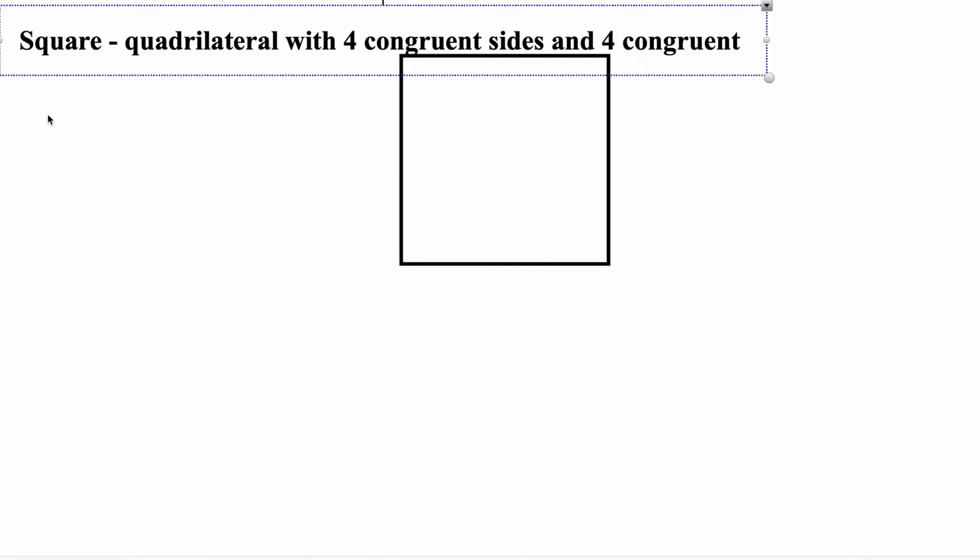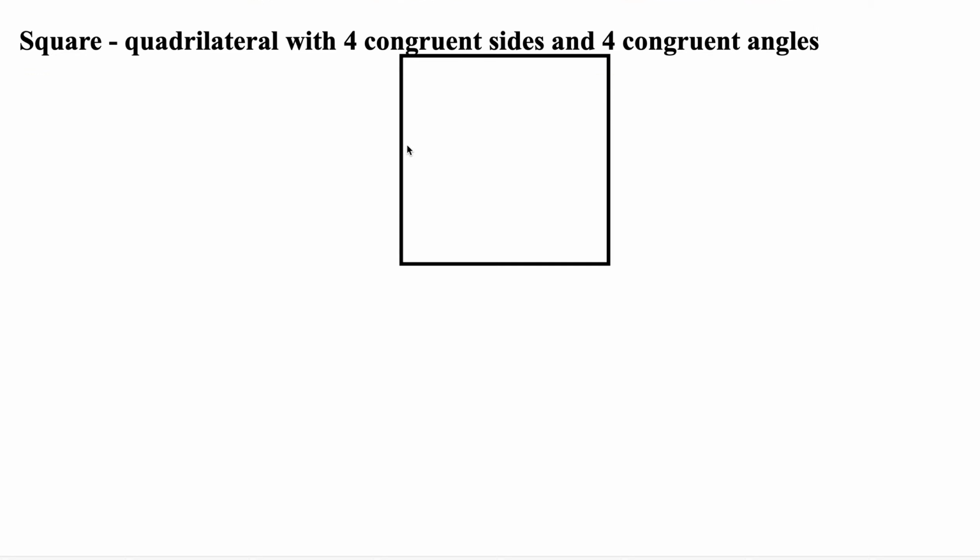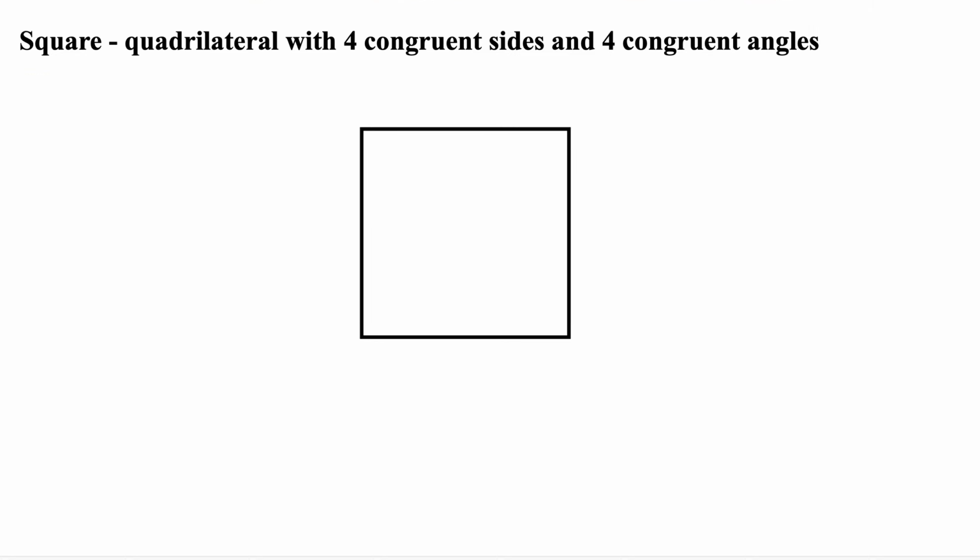Which leads us then to a square, which is, simply put, a quadrilateral with 4 congruent sides, like a rhombus, and 4 congruent angles, like a rectangle. Now, it turns out squares are the most specialized, I'm not going to use the word special, but they are the most specialized shape we've gotten in terms of quadrilaterals, because they have all this stuff going on with the angles and the sides and the diagonals.